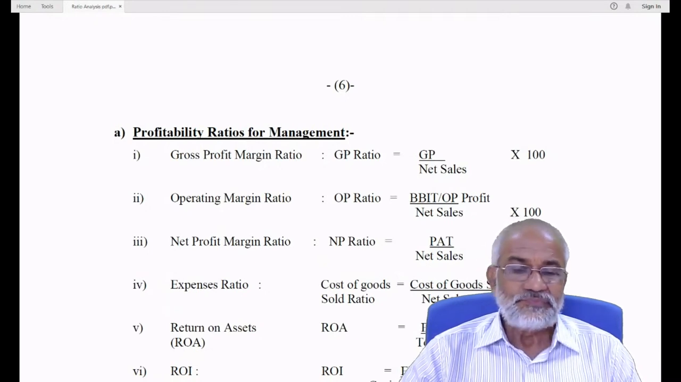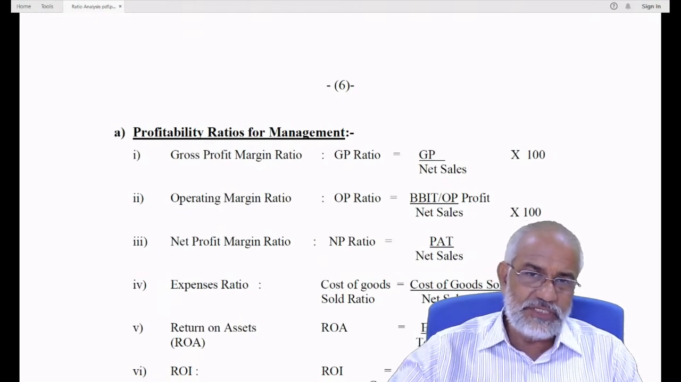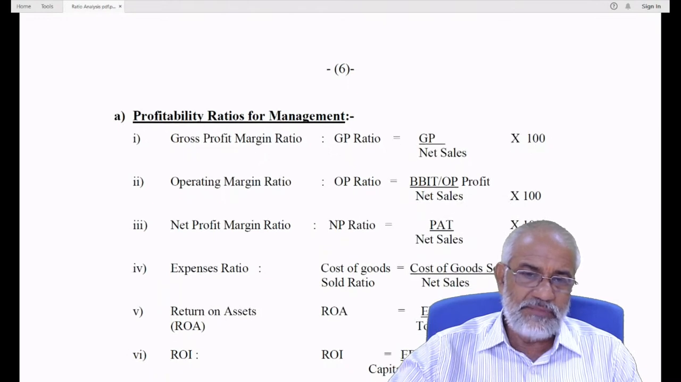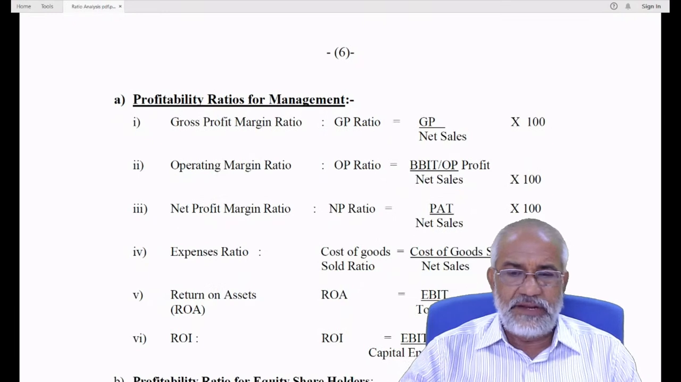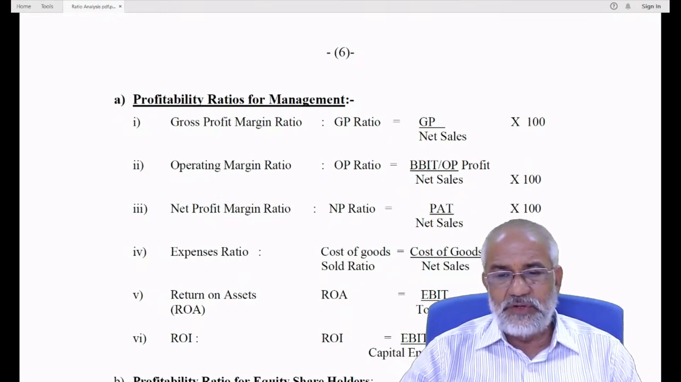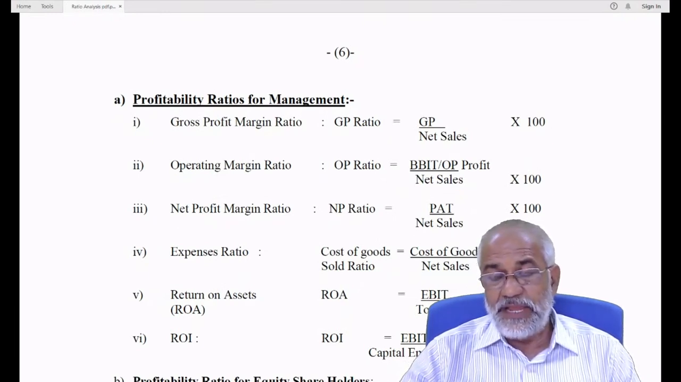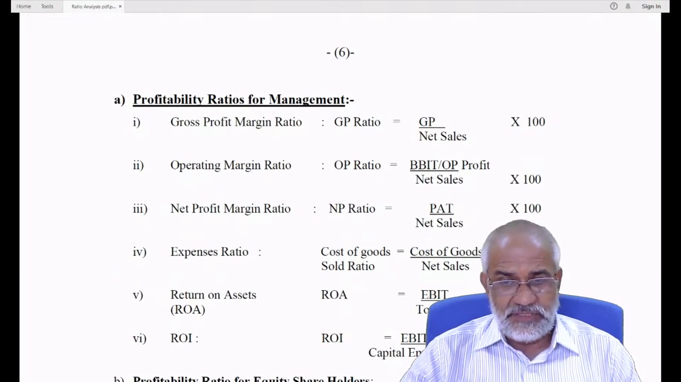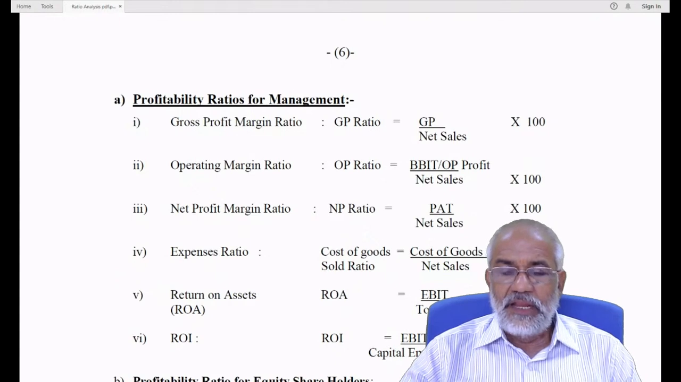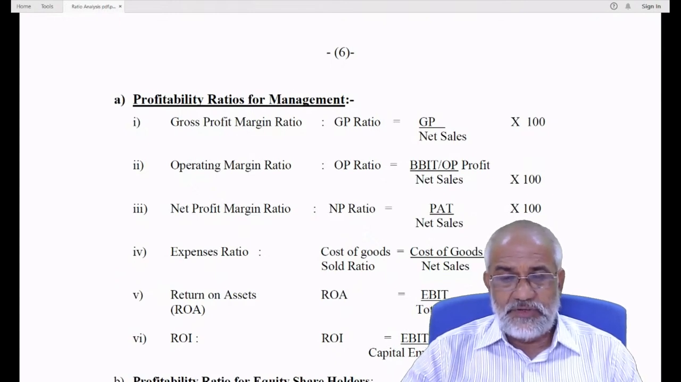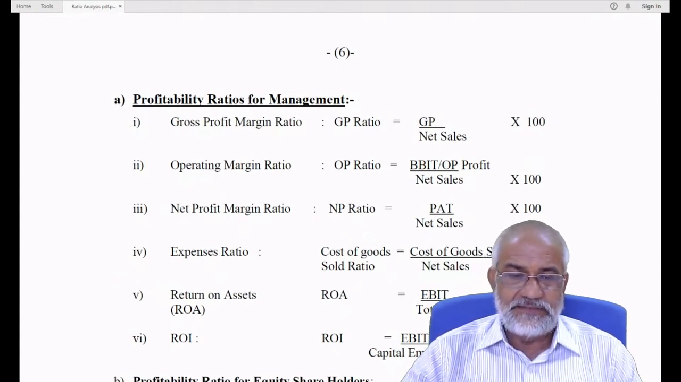So after calculation of the expenses ratio, the next category of profitability ratio where the management is interested is return on assets, ROA. Return on assets is calculated by dividing EBIT, earnings before interest and tax, by total assets into 100. Total assets includes all the tangible as well as the intangible assets.